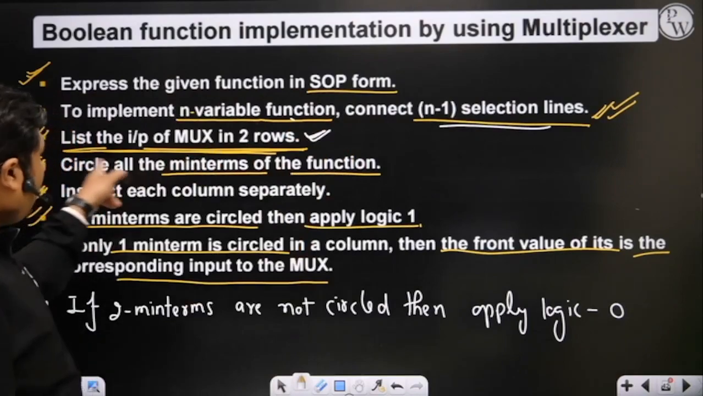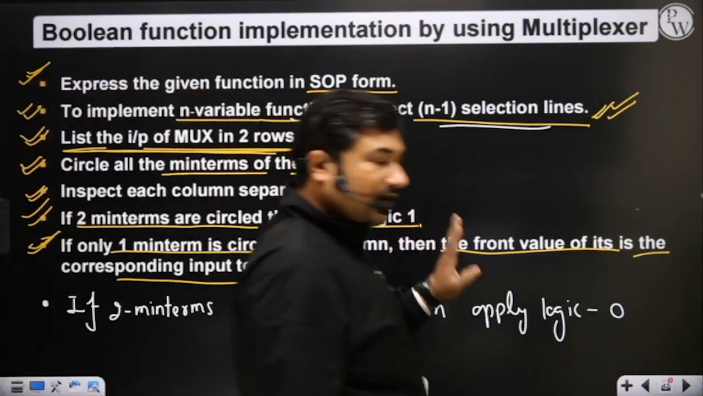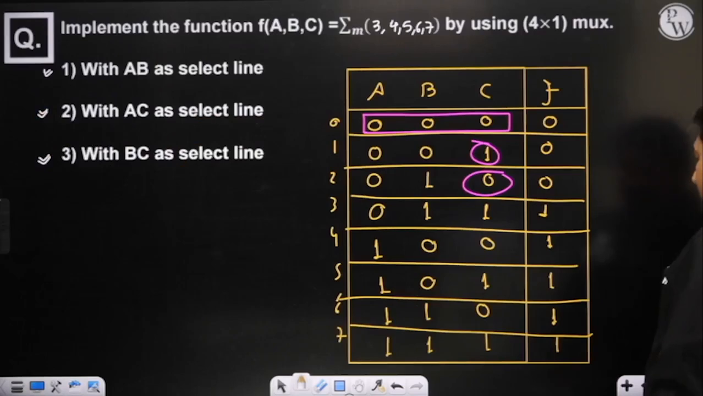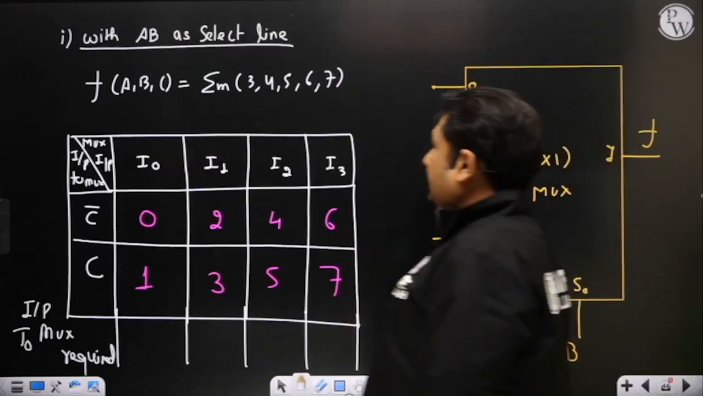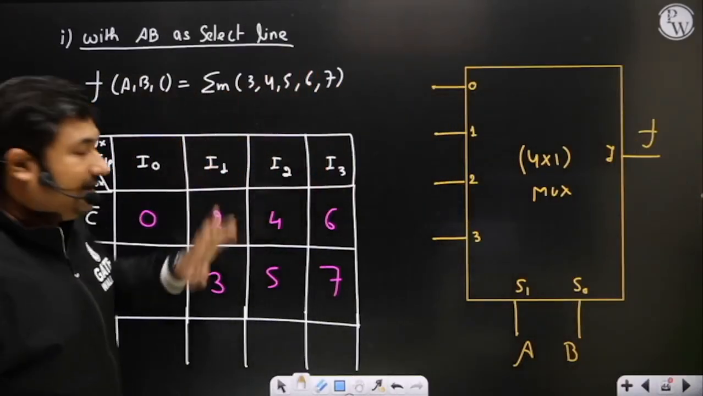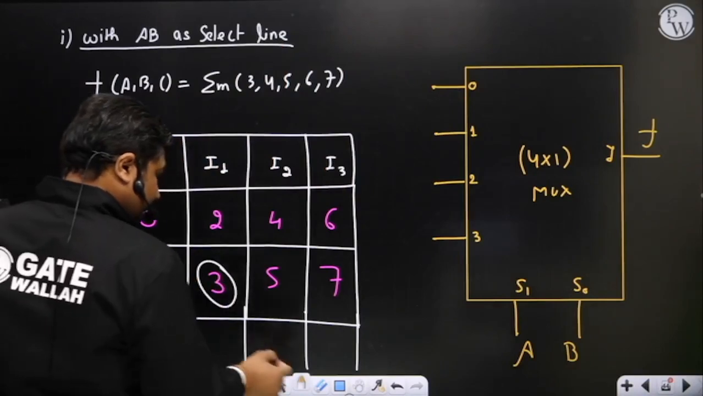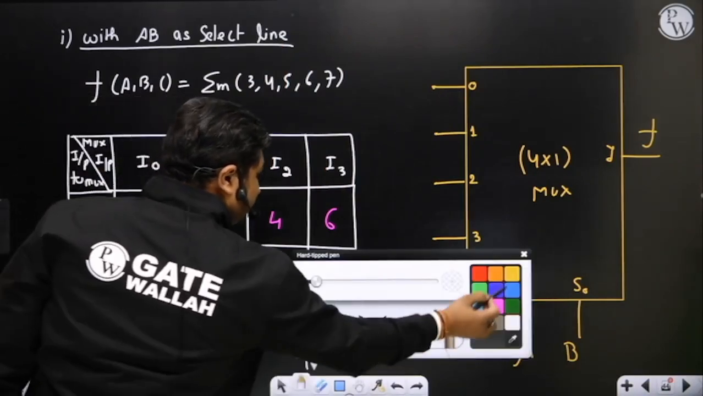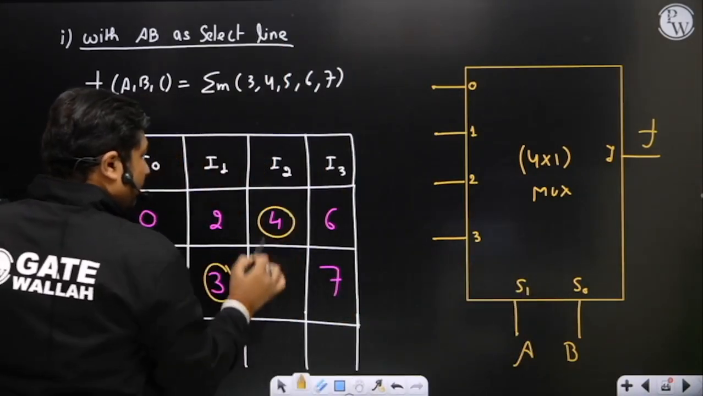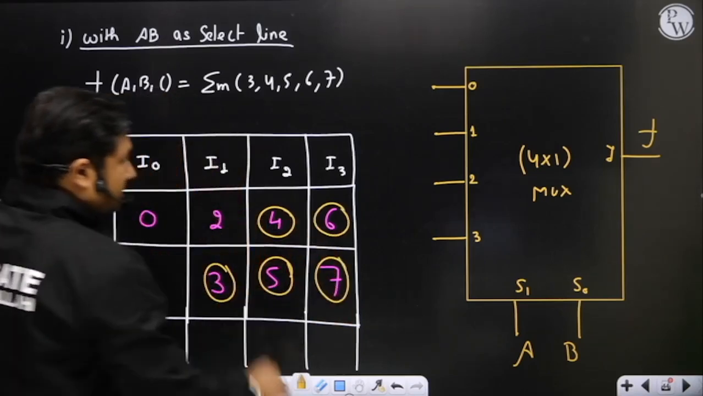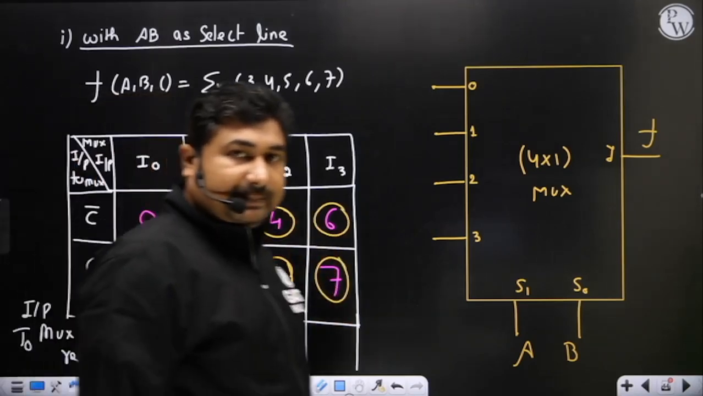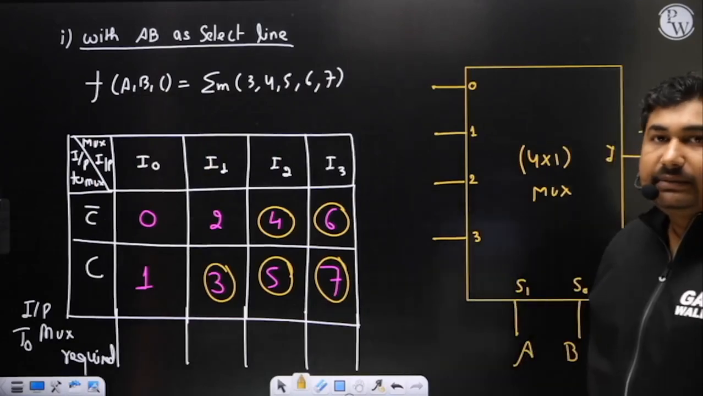Now, circle all the minterms of the function. So, what is our function? Our function is 3, 4, 5, 6, 7. So, I am going to circle 3, 4, 5, 6, 7. Circle all the minterms of the function.